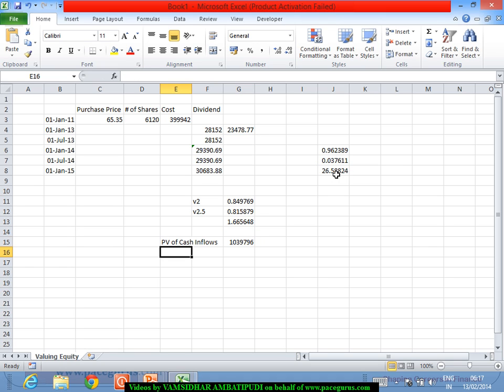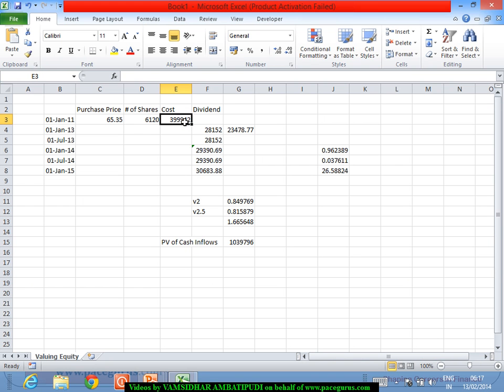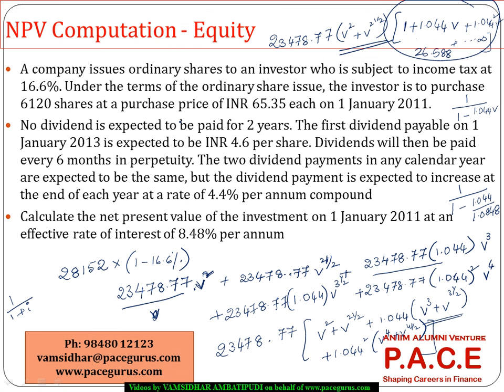So which is giving me that the present value of all the cash inflows is going to be 1.039 million. Though I have spent only 400,000, my cash inflows are going to be 1.039 million. So the NPV, the inflows minus the outflows, is 1,039,000 minus 399,000. Almost 639,000 positive is existing. So this investment is going to be a profitable investment.